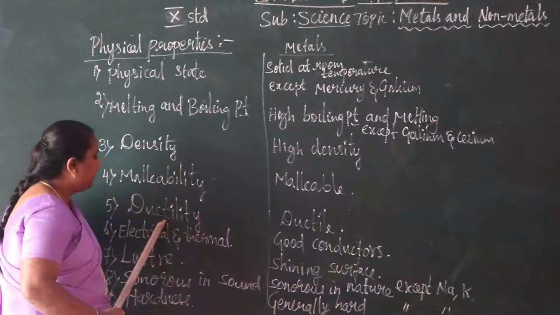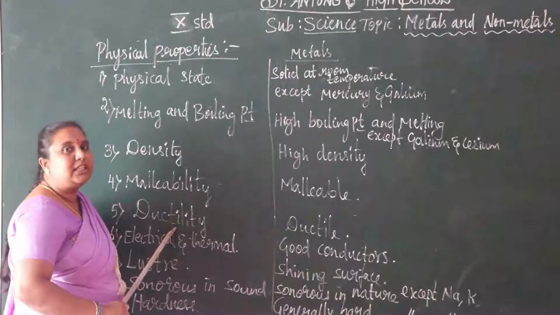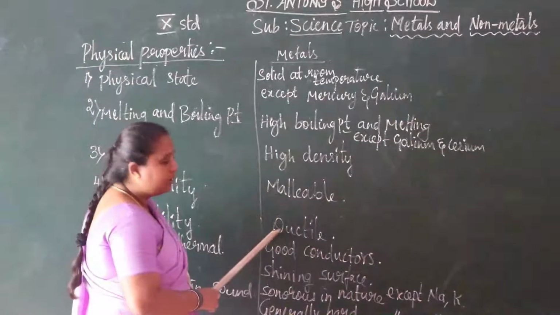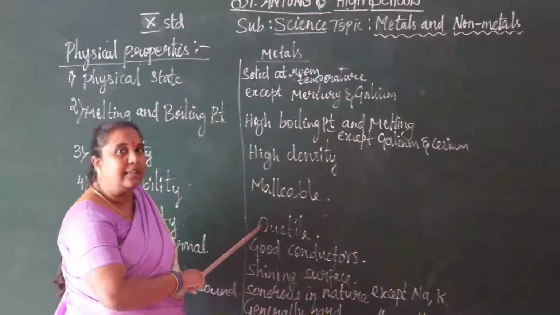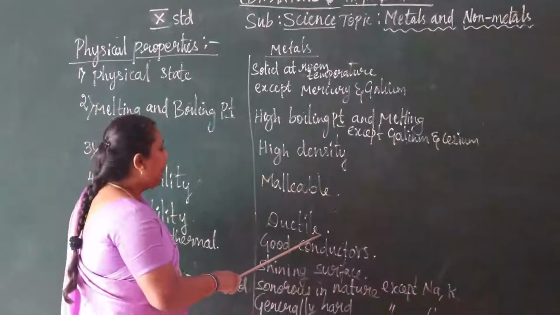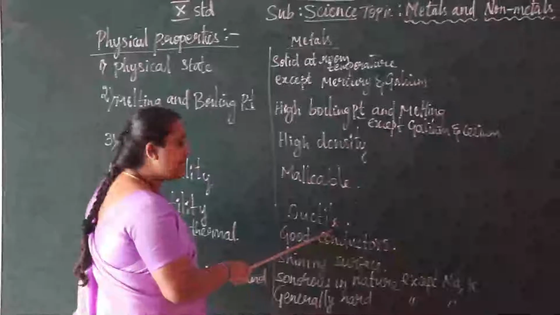And move on to ductility. What is meant by ductility? We can draw metals into thin wires. So metals can always be drawn into a thin wire, so we can say it is ductile in nature. Okay, for example gold. The most ductile metals are gold and silver.